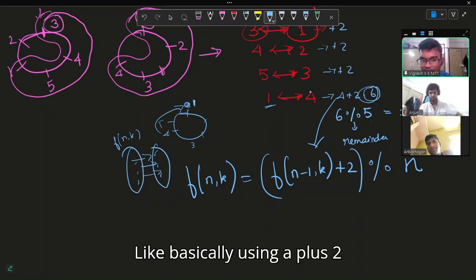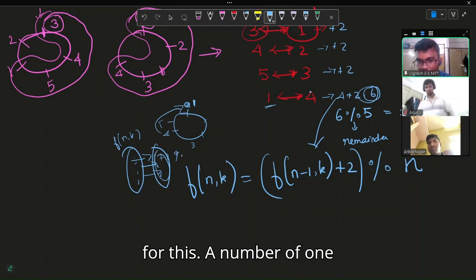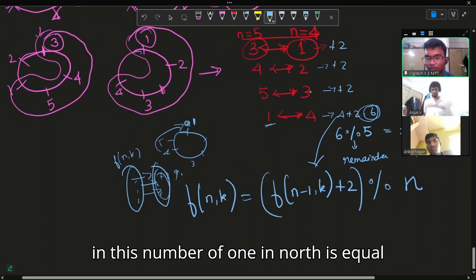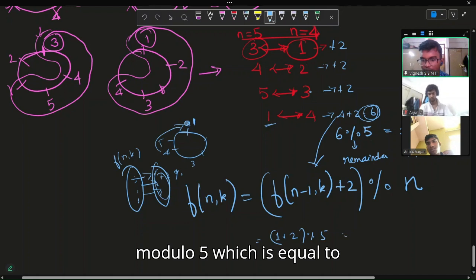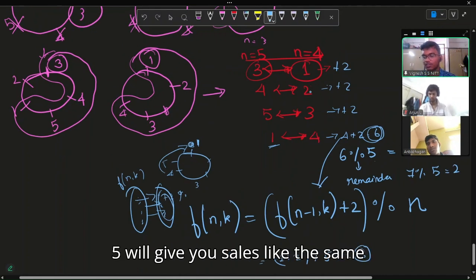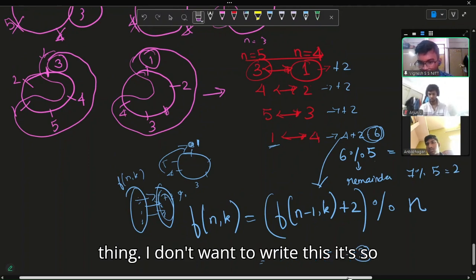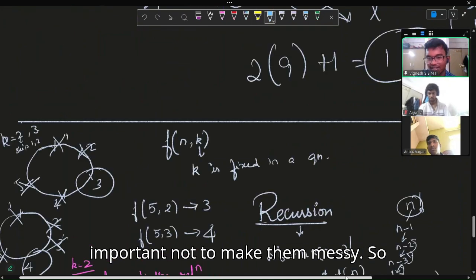Like basically using a plus 2 and then a modulo. Let's suppose the number of 1 in n is equal to 4, so f of n is equal to 4. Then 1 plus 2 modulo 5 is equal to 3. Right? So that is the same. Modulo 5 will give you the same thing. I don't want to write this more, it's too complicated, because the equation is more important, not to make them messy.